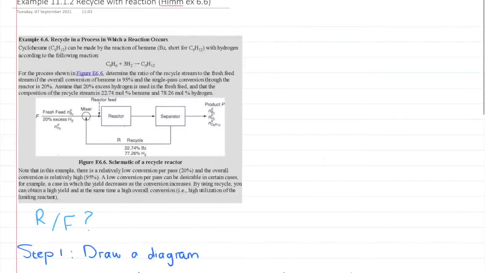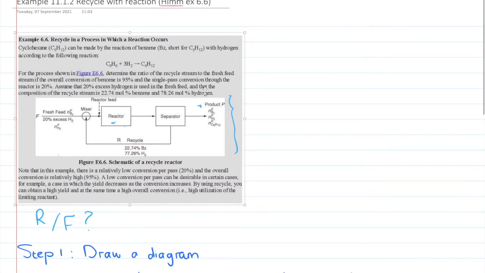Hello everyone, we're going to do example 11.1.2 in your class notes, or Himmelblau example 6.6, which is a recycle problem where a reaction takes place. You're given this reaction where benzene reacts with hydrogen to form cyclohexane, and they give you the process flow diagram. They also give you that there's 20% excess hydrogen in the fresh feed. They give you the composition of the recycle, and as you can see, the recycle does not have any of the cyclohexane in it. So all the cyclohexane that is produced in the reactor goes to the product stream P.